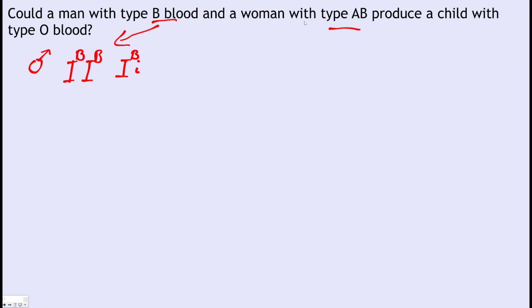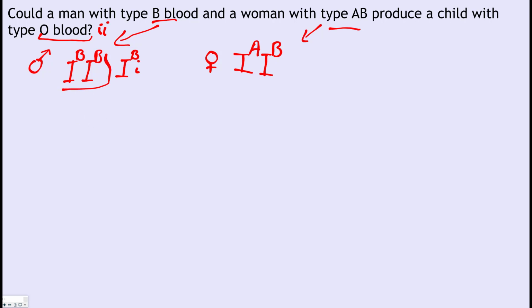Then for the woman, this is type AB blood. I know that it has to be codominant, which means both A and B alleles are expressed. So this is my female. Now I have 2 different combinations, and I have to look at both to see if either of them can produce a type O blood, which is your homozygous recessive, where you should have 2 lowercase i's.